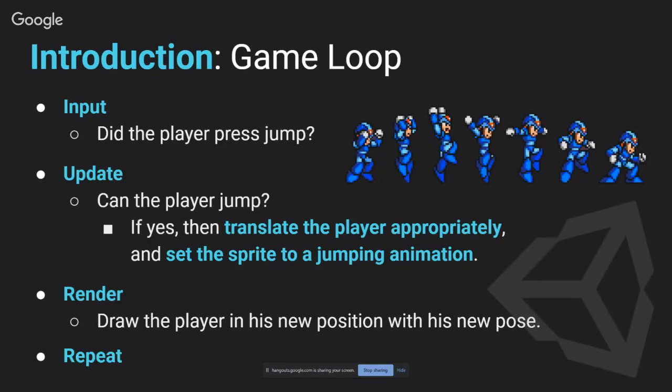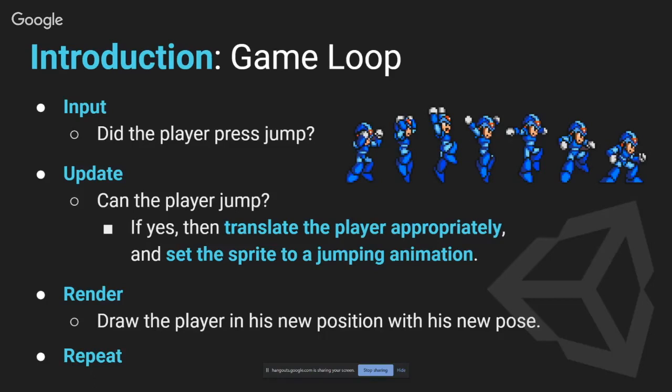In the update portion of the loop, we'll check the game logic. For example, can the player jump? What do I mean by that? For example, is the player grounded? If the player is in mid-air, can he jump? That depends on your game logic. In some games, you can do a double jump, so you have to account for that as well. Other things are, is the player injured or is the player dead? Then you also must check it over here.